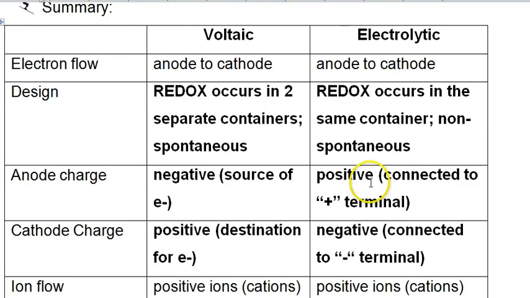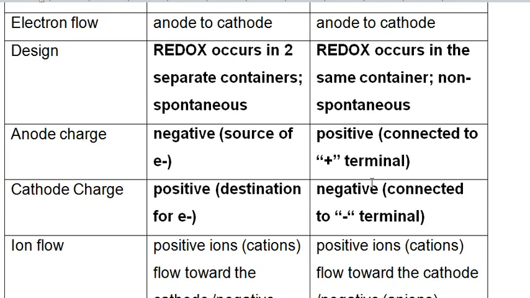So a little bit of a summary in terms of comparison of the two. Voltaic cell, electrolytic cell, both of them, the electrons flow anode to cathode through the wire, the external circuit. The design is a little bit different. Voltaic cell has two compartments, two separate containers, and it's a spontaneous reaction. An electrolytic cell has only one container, and it's a non-spontaneous reaction. So in the electrolytic, we only have one electrolyte, whereas in the voltaic, we have two electrolytes. And the electrolytes usually are matching the metallic ion in the electrolyte to what the electrode is made out of.